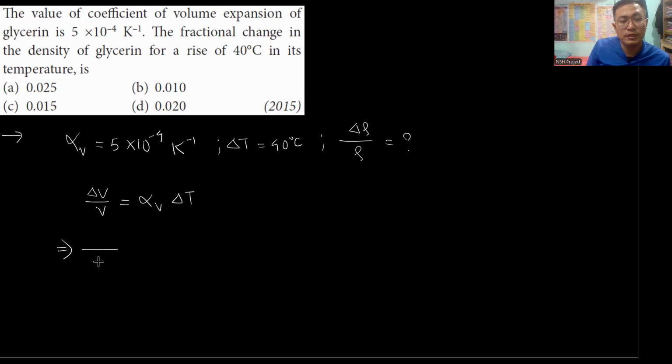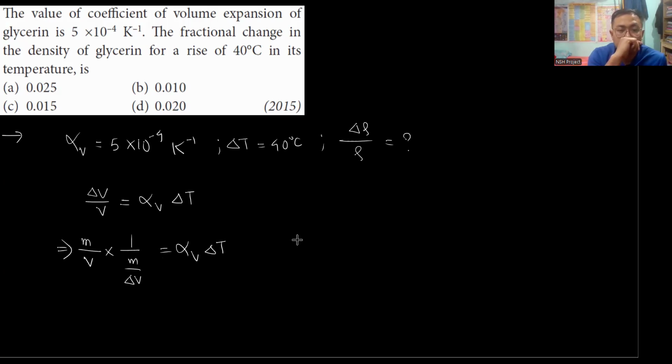Now delta v upon v: density is mass by volume, so rho equals m by v. Mass remains the same, so the change in density comes from the volume, delta rho by rho is minus delta v by v. So delta v by v is equal to alpha v delta t.